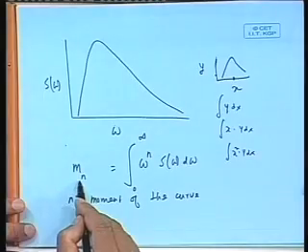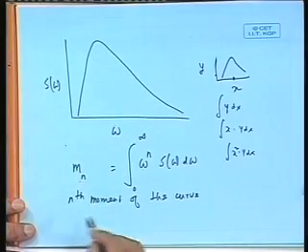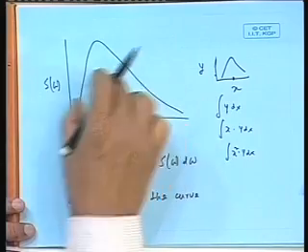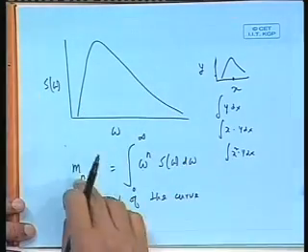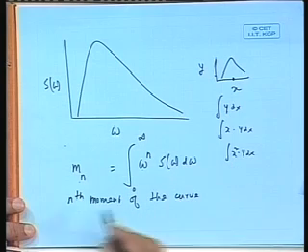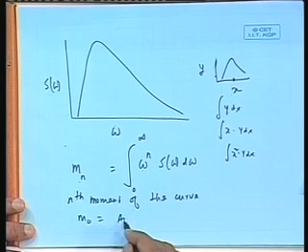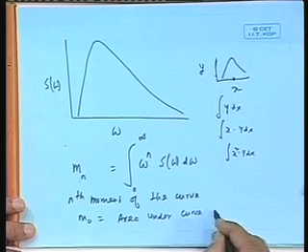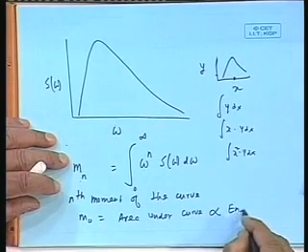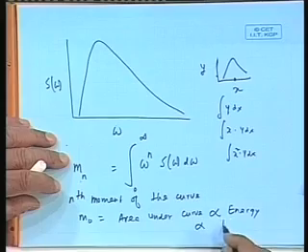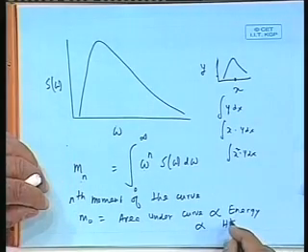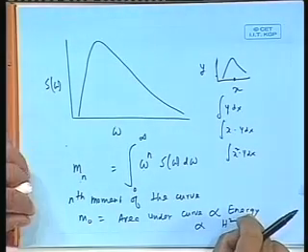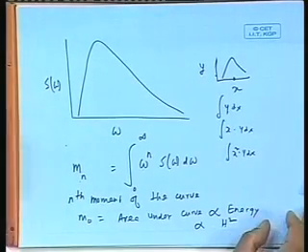Now you see, when you take n to be 0, that means m0, what is m0? It is nothing but the area under the graph, because m0 is S omega d omega. So m0, which is proportional to energy, which is proportional to height square. So the m0 becomes proportional to height square. Now we will come to this in a minute.